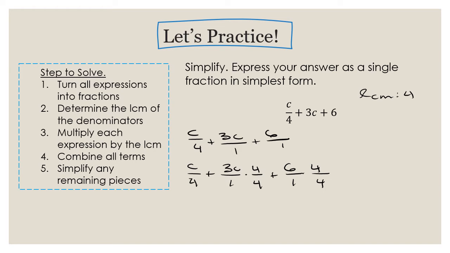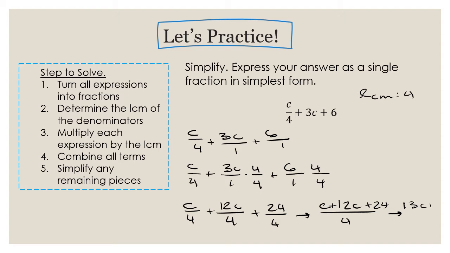Let me simplify this. This remains c over 4. This becomes 12c over 4. And this becomes 24 over 4. Add all those together: c plus 12c plus 24, all over 4. And now let's simplify. c plus 12c becomes 13c plus 24, all over 4. I can't simplify it any further, so that's my final answer.